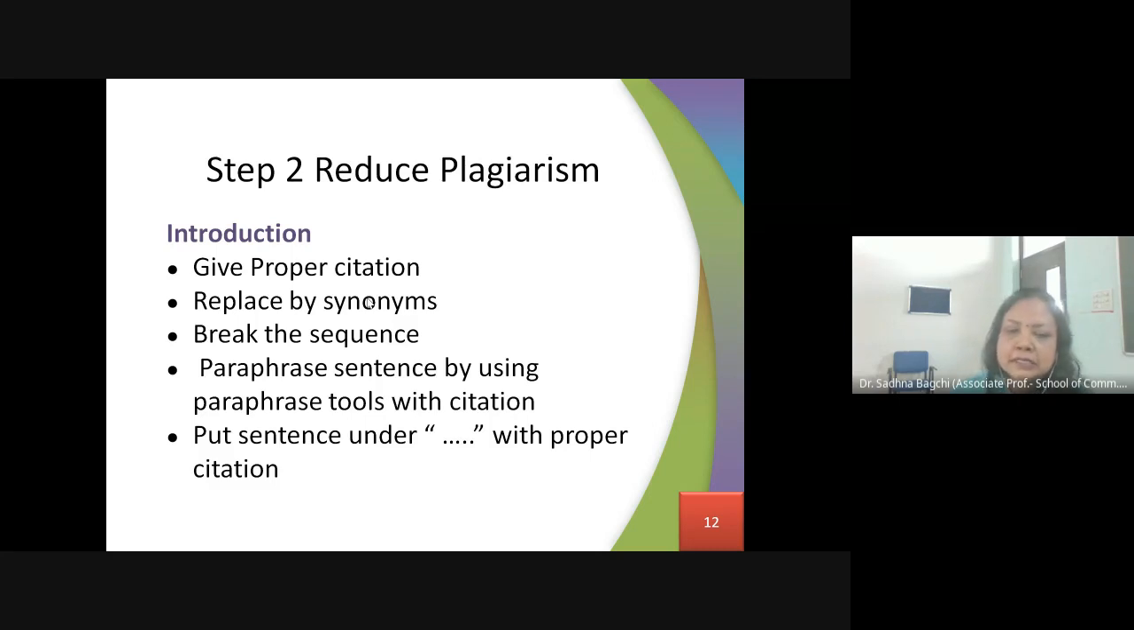Put the sentence in inverted commas with proper citations. Means if a complete sentence is coming up as similar, showing a red alert, then the whole sentence may be a definition or a quotation of some author. Such quotations you can put in double quotes, with proper citations.